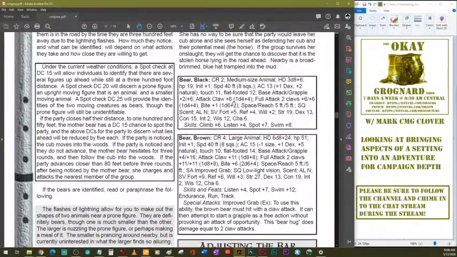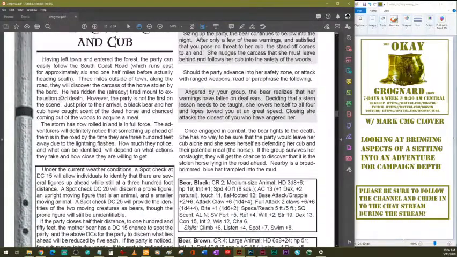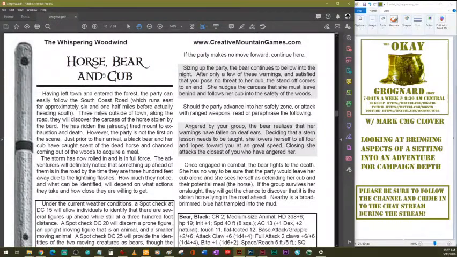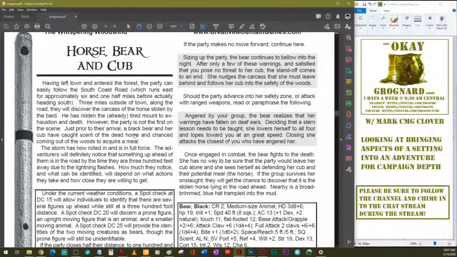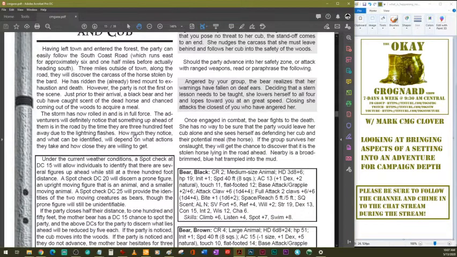Further down, we've got bears over the corpse of a horse. Horse, bear, and cub. No Oxford comma. That's not good. I would not leave an Oxford comma off in this day and age myself. But back then, either didn't care or didn't notice or missed it.